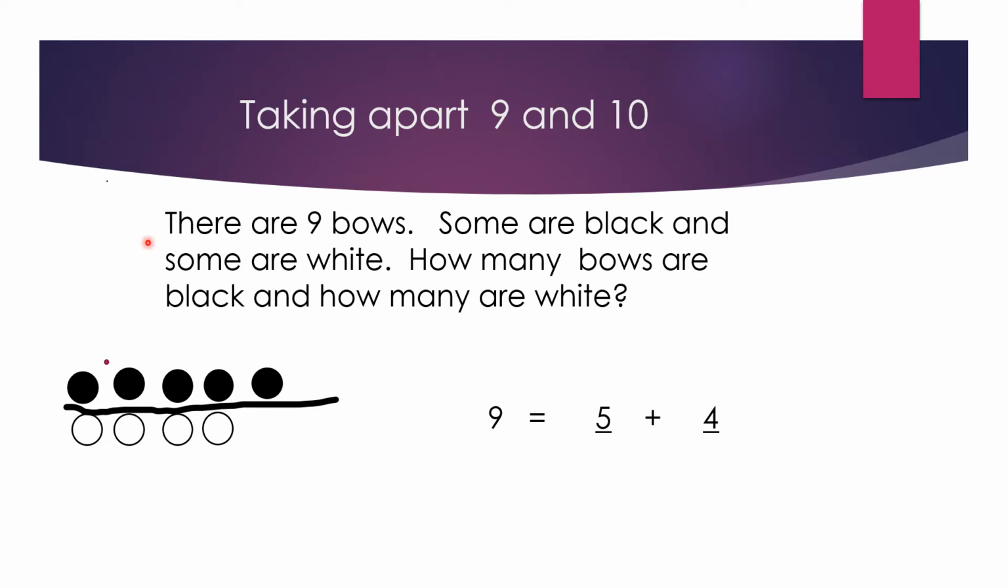Let's read our first number story. Read along with me. Ready? There are 9 bows. Some are black and some are white. How many bows are black and how many are white? The first thing we want to do, kindergarten, is look for the important information we need to draw our story. What important number did you hear in that sentence? You got it. We heard that there were 9 bows.